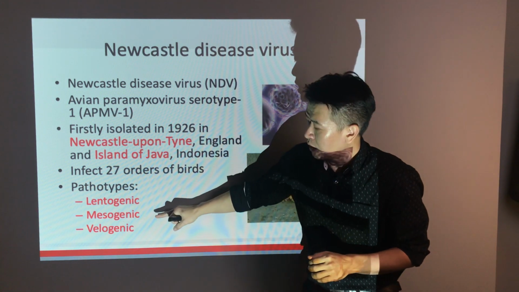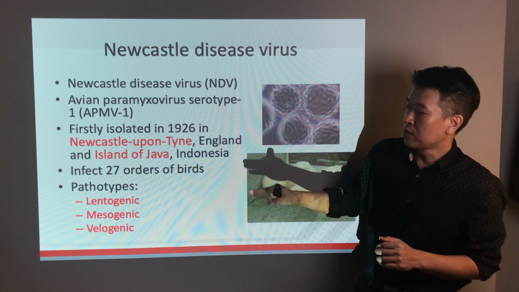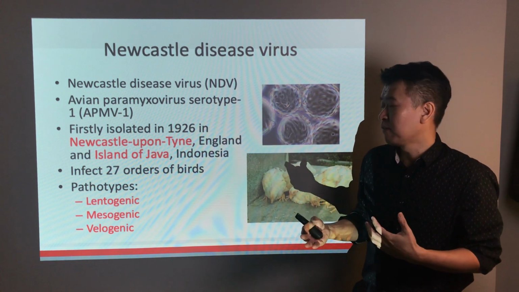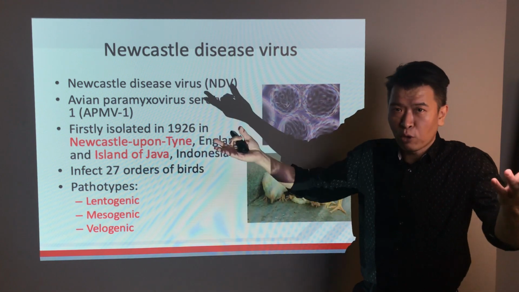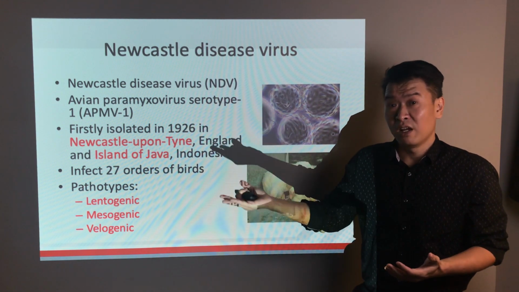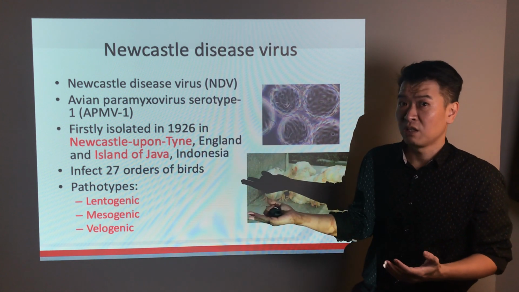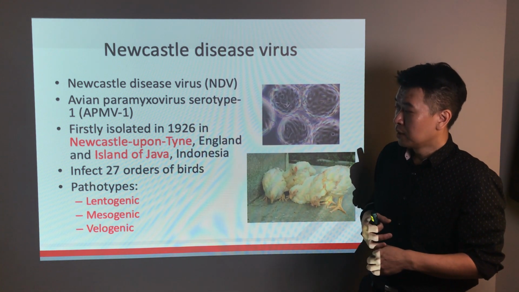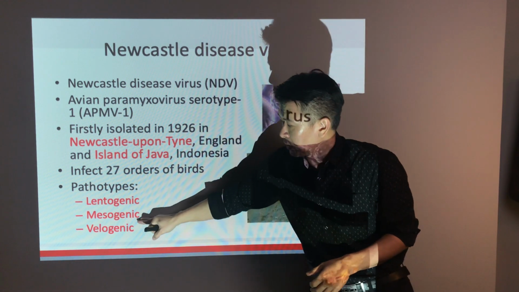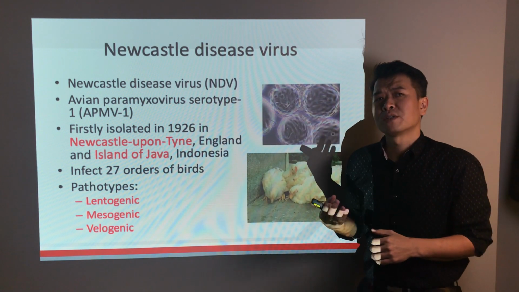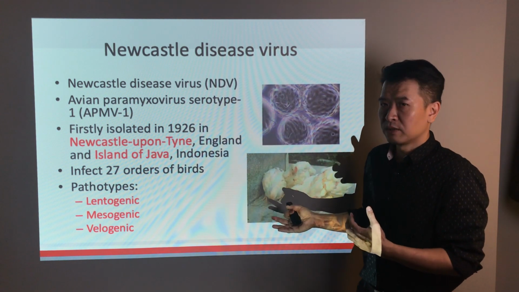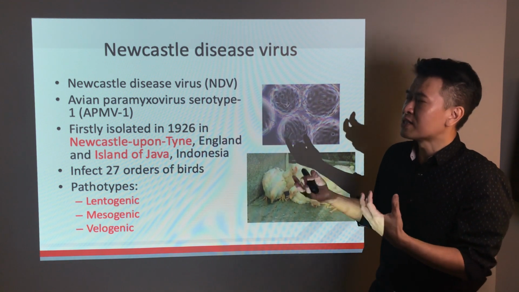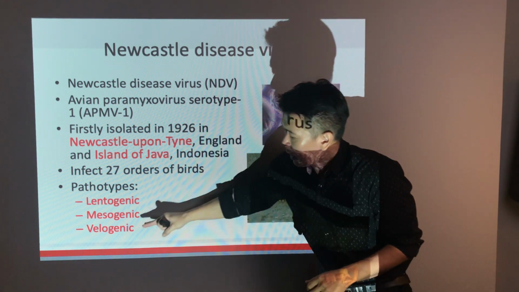Then move on to the second one, which is the mesogenic. The mesogenic strain is the strain that can cause up to 50% death in the chicken population. For example, a poultry farm that has 1,000 chickens in it, maybe it will kill half of it, like 500 chickens in the poultry farm. This particular pathotype will cause inflammation of the neurological system, causing disease in the nervous system. Then the last one, the velogenic.